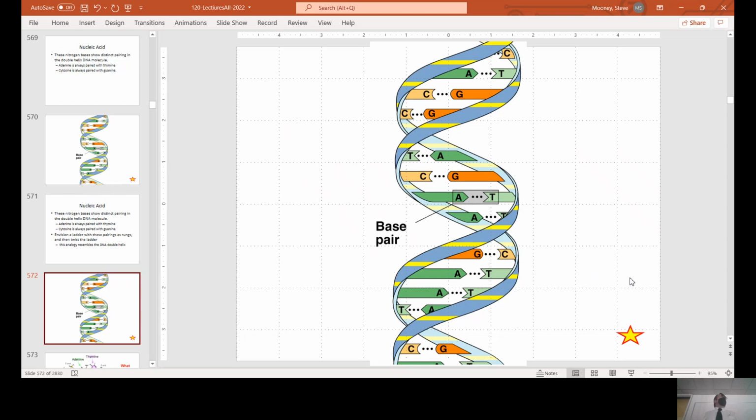So that is not where the genetic information is. The genetic information is in the rungs of our DNA.